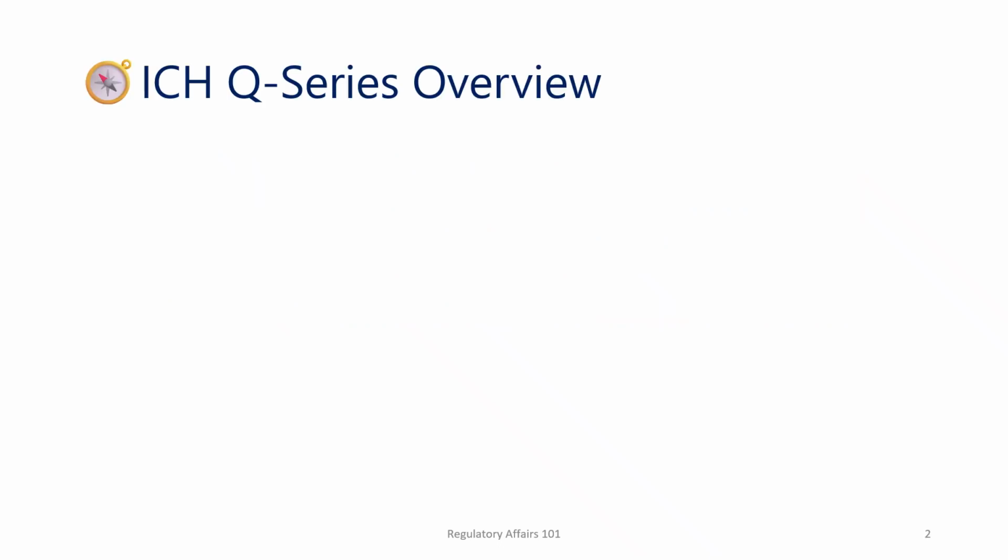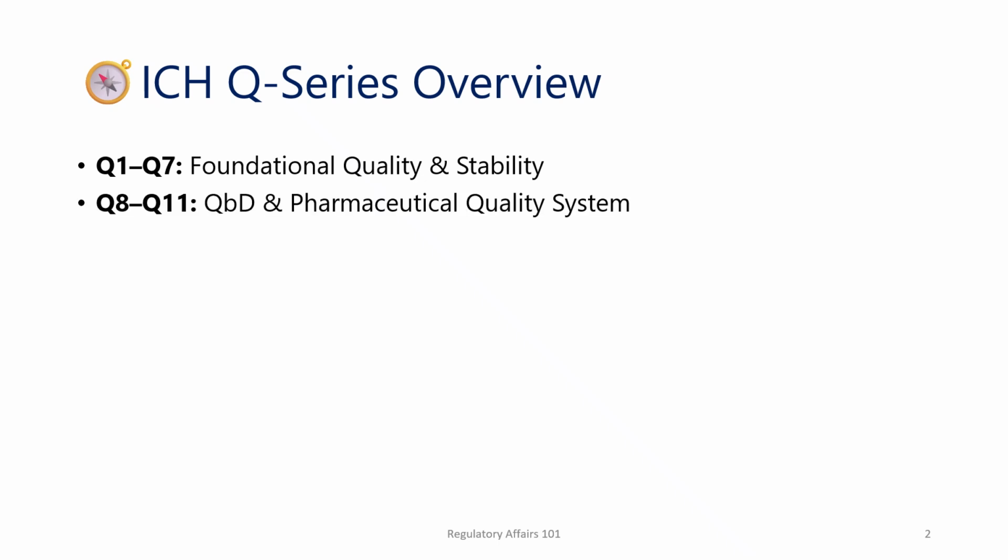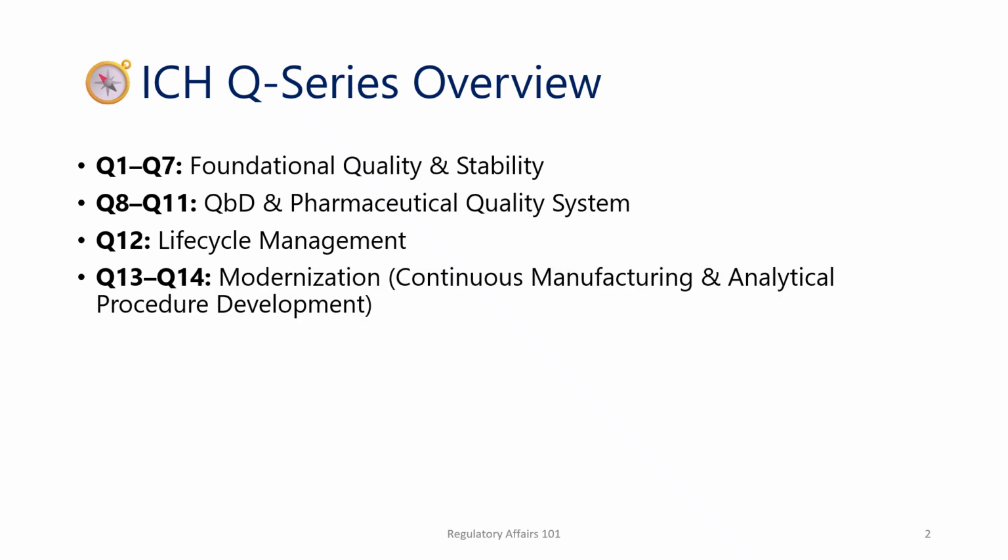The Q series is organized into four major clusters. Q1 through Q7, the Foundational Quality and Stability Guidelines. Q8 through Q11, the Quality by Design and Pharmaceutical Quality System Framework. Q12, Lifecycle Management. Q13 and Q14, Modern Manufacturing and Analytical Modernization. Think of this as the evolution of pharmaceutical quality, from stability basics all the way to continuous manufacturing.